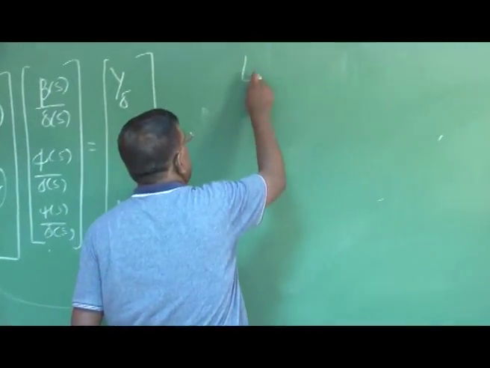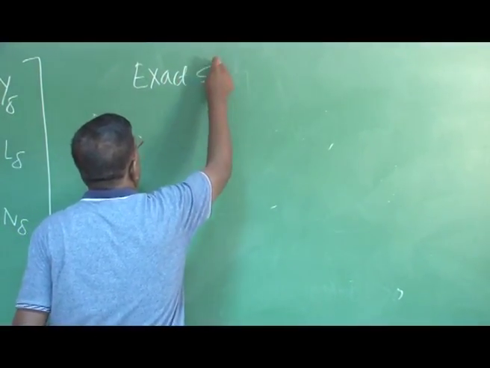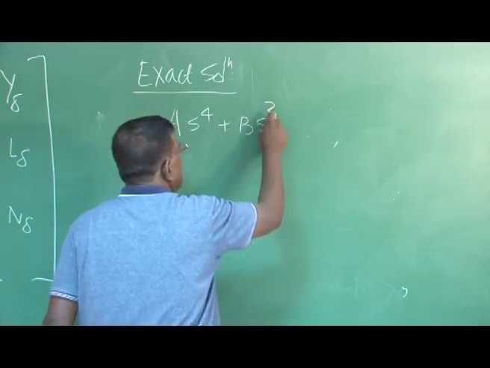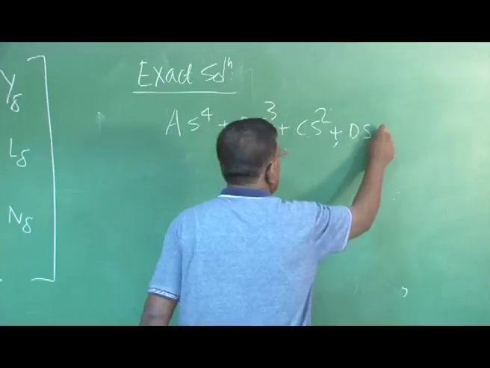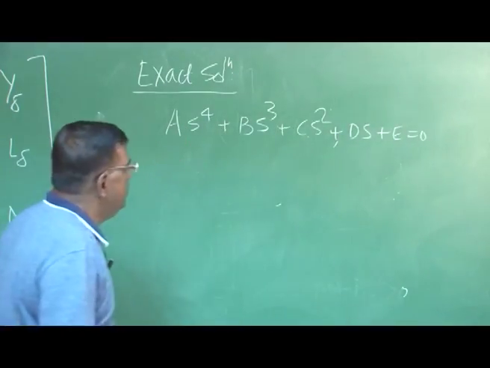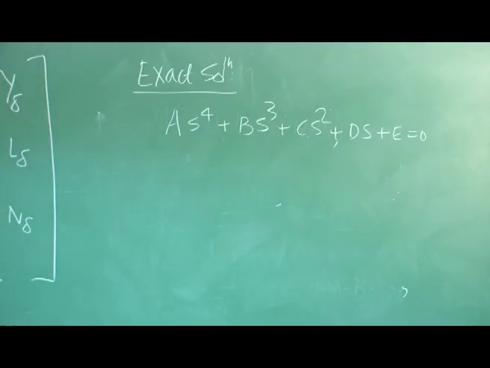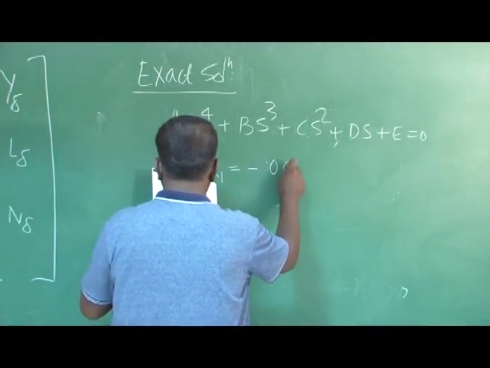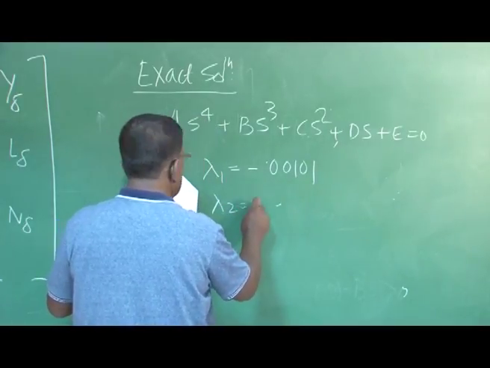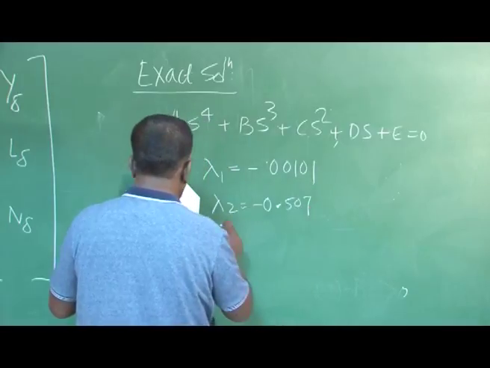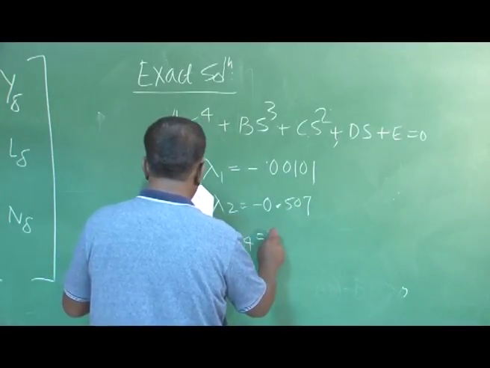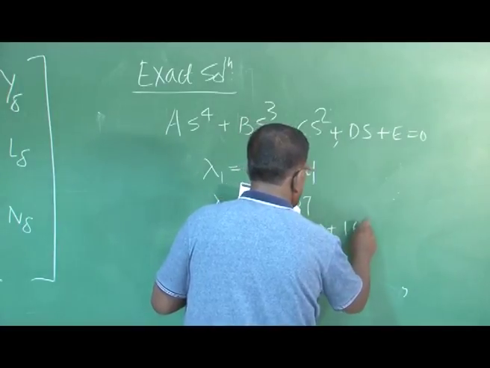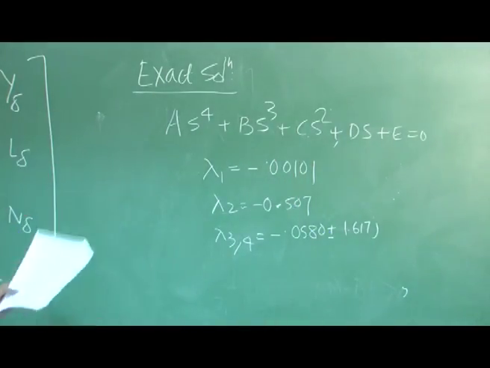Now you come to the exact solution. Again, AS4 plus BS cube plus CS square plus DS plus E equal to 0 is the characteristic equation, and for a typical business jet airplane, we found lambda 1 is minus 0.00101, lambda 2 is minus 0.5507, and lambda 3, 4, a complex conjugate, case 2, is minus something plus or minus 1.617 j.